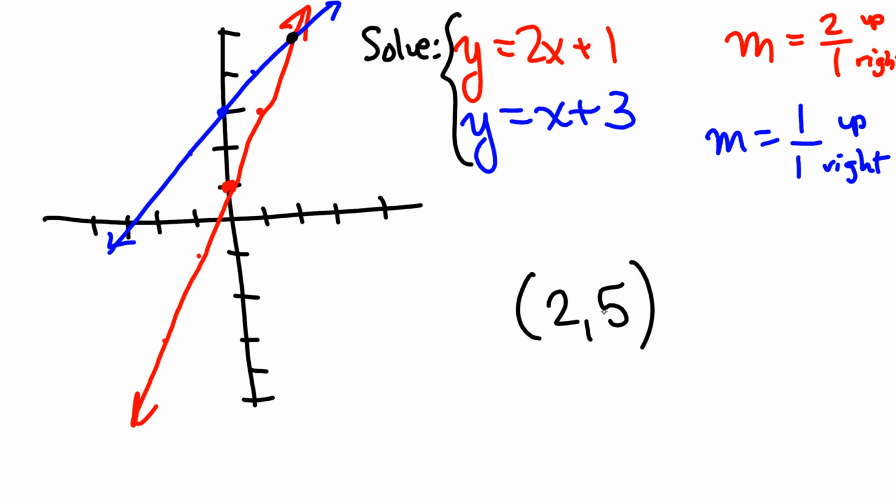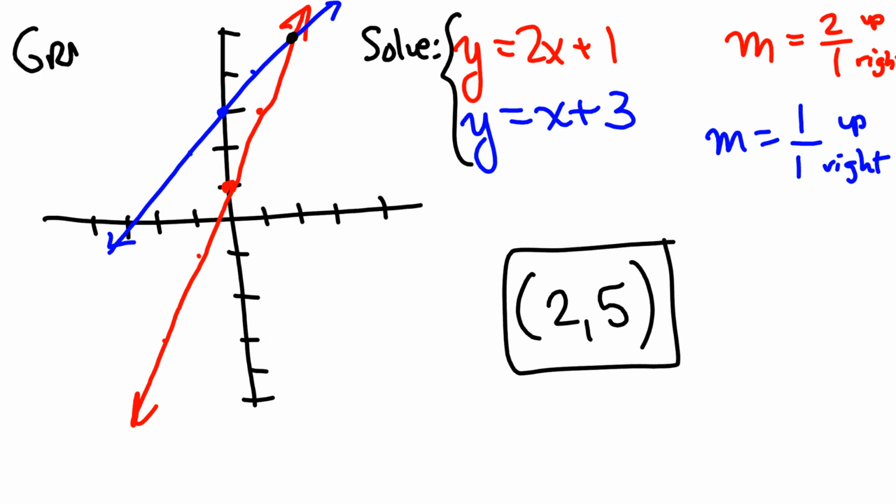And it's pretty straightforward. 2 plus 3 is 5. Double 2 plus 1, that's 5. 2, 5 is definitely the solution to that system of equations. And we can find that by graphing. Now, we don't have to find that by graphing. Graphing is really nice if the lines are easy to graph and if the solution is nice whole number coordinates. But what if it isn't?